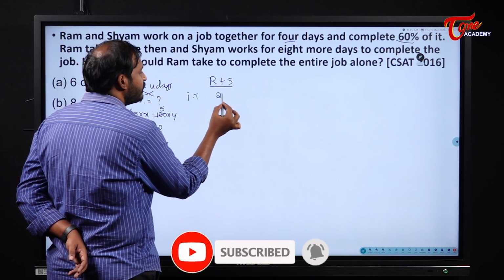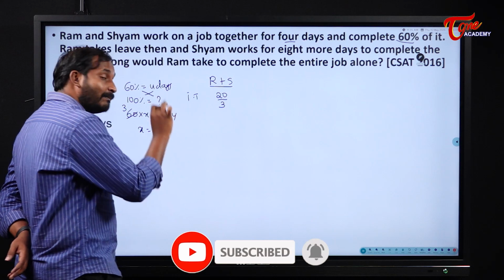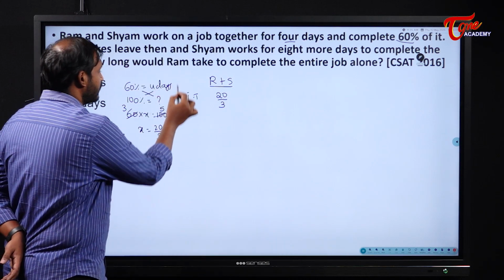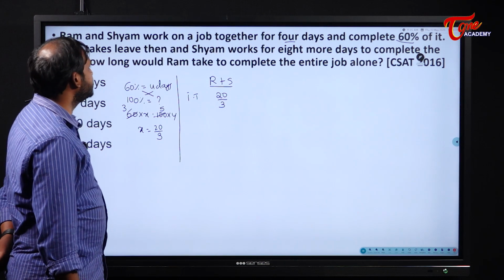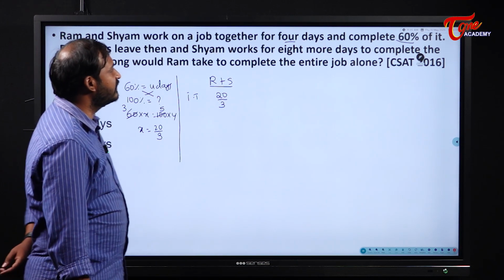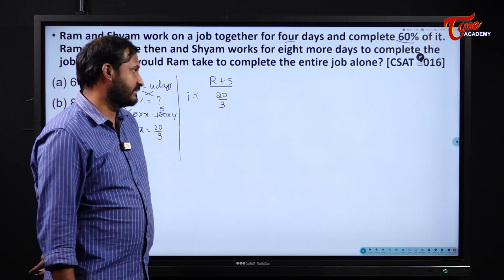Time taken will become 20 by 3. Complete work, I am speaking about complete work by Ram and Shyam, in how many days? 20 by 3 days. Okay. Ram takes leave, then Shyam works for 8 more days.